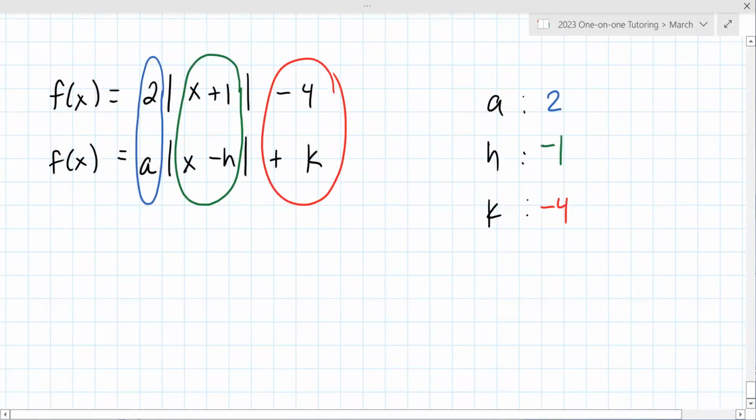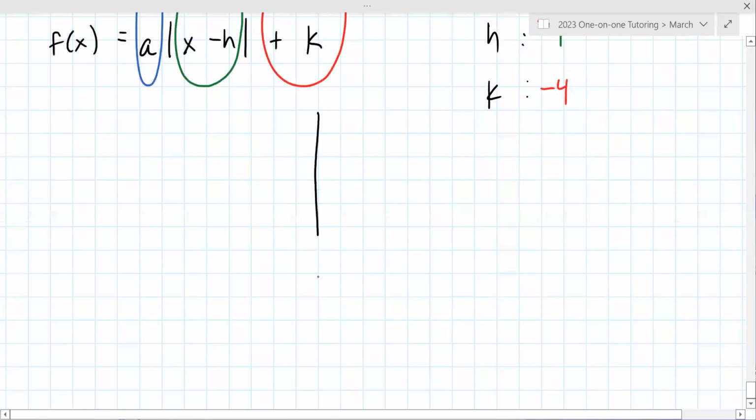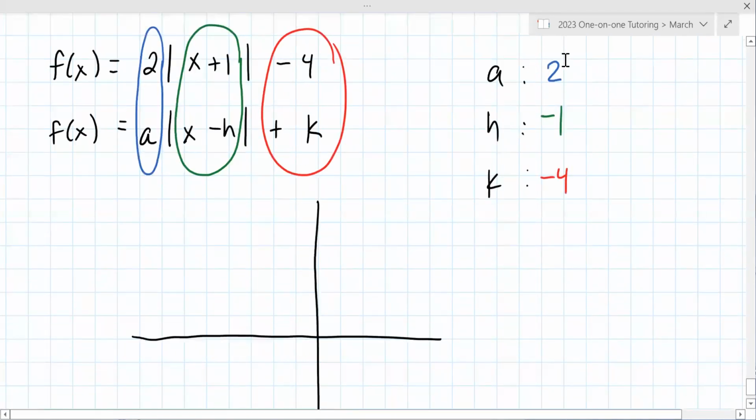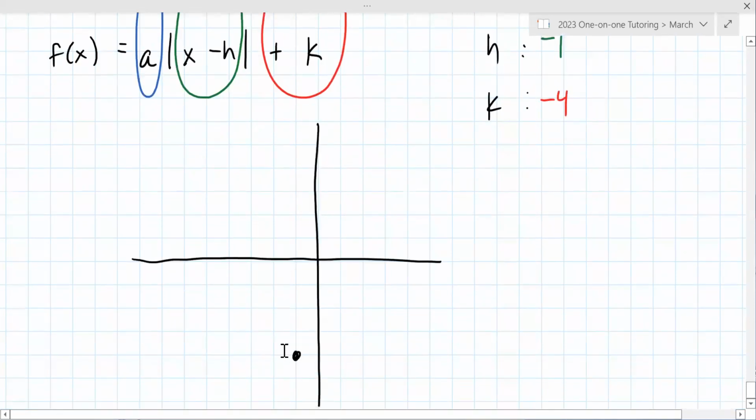Where do I plot the first point for this one? -1, -4. Okay. So there's my first point. Now, tell me where to go from there based on this value. Up 2, over 1. Okay, so right there, do it again. And then by symmetry, over 1. Yes. Label those points, okay?